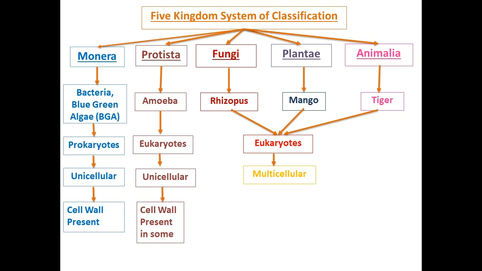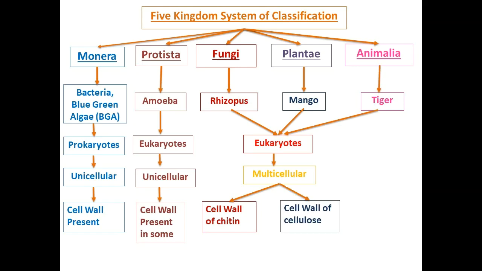Next is kingdom Fungi, which is eukaryote and multicellular. But the cell wall is made up of chitin. It is commonly called fungal cellulose also, but it is not the cellulose cell wall which is found in plants. Kingdom Plantae has a cell wall made up of cellulose. Understood. In the kingdom Animalia, the cell wall is absent.